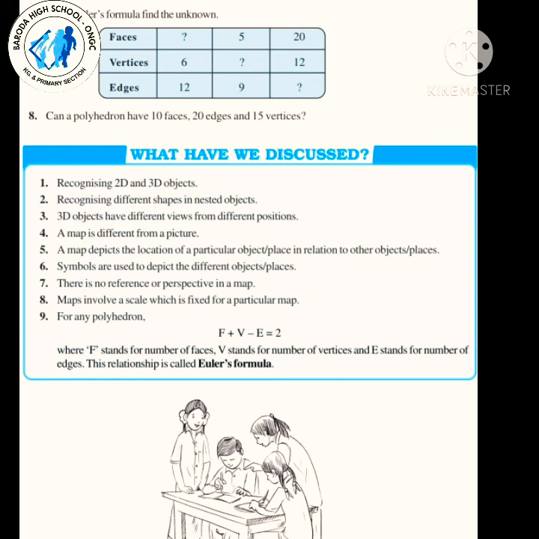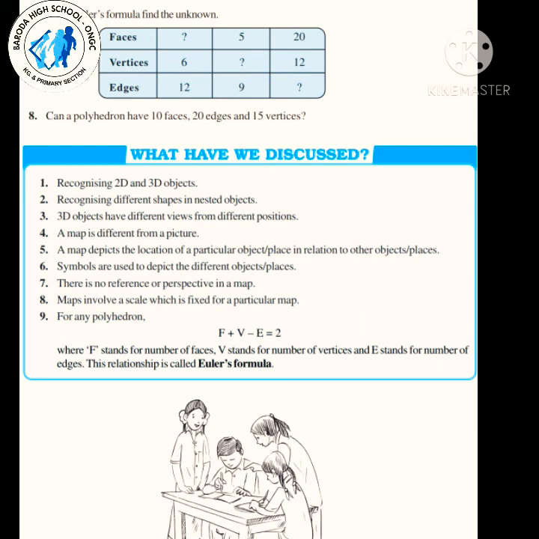Now comes the last sum. Can a polyhedron have 10 faces, 20 edges and 15 vertices? Euler's formula is also used to verify whether the given data is of a polyhedron or not. So we'll substitute the values in Euler's formula and find out whether LHS is equal to RHS.